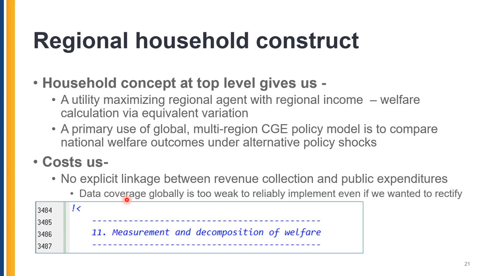Worth noting, the global data coverage is just not where it needs to be for us to implement some connecting mechanisms between revenue collection from taxes, subsidies being spent, and the public expenditure pattern. So even if we wanted to build it, it would only be of limited use for a few regions, because the data would be pretty circumspect for most places in the world. I mentioned the welfare module. It is down in section 11, line 3400 in the code.